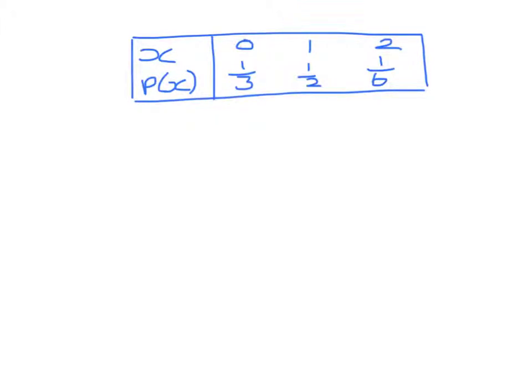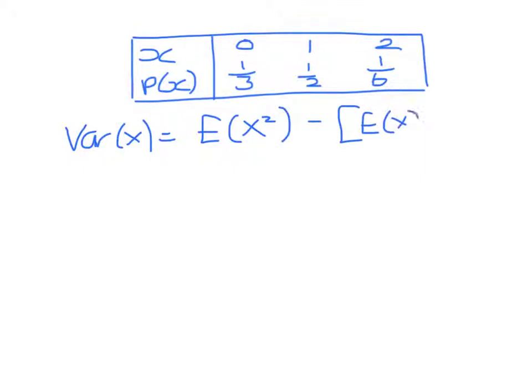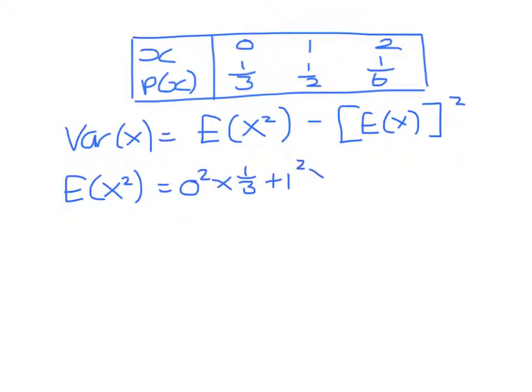I now need to work out the variance of x. There are a number of ways to set this out. I prefer to use the formula in this form: the expectation of x squared minus the expectation of x all squared. The expectation of x squared will be 0 squared times 1/3 plus 1 squared times 1/2 plus 2 squared times 1/6. So that gives me 0 plus 1/2 plus 4/6, which is 7/6.